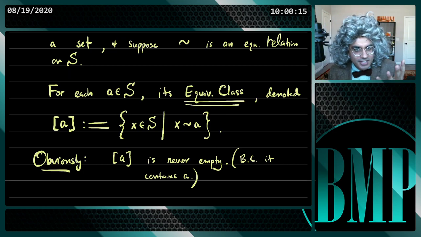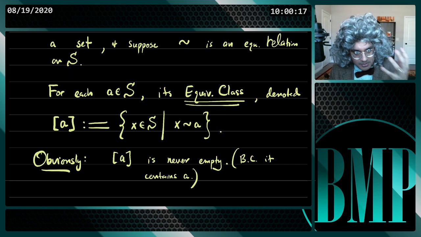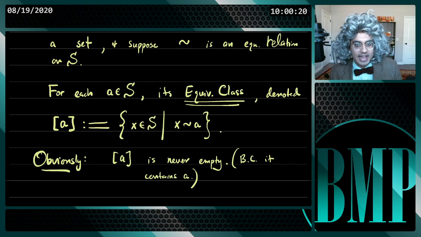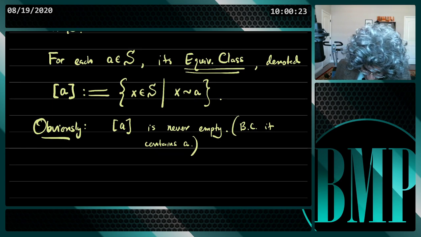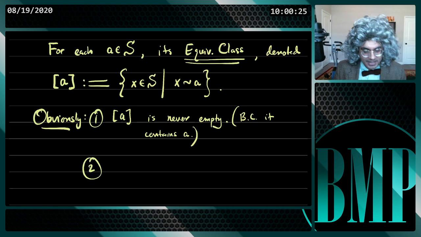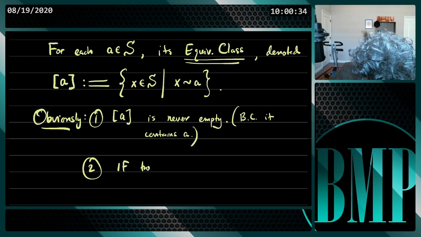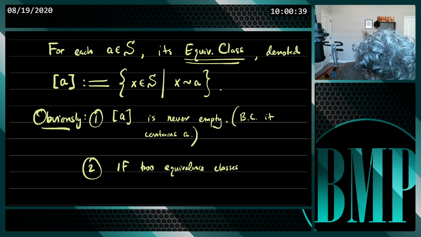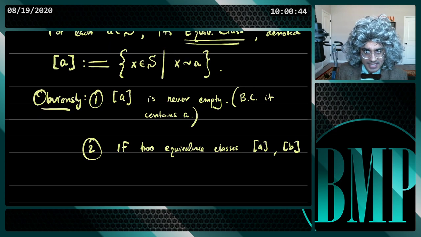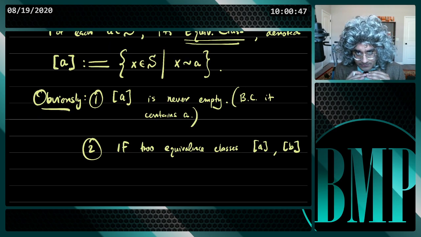So the equivalence class is a set, it's a subset of S, and it's never an empty subset. Great. So that's the first thing to notice. The second thing, which might not be as obvious but is pretty obvious, is that if two equivalence classes, A and B, intersect, then they're the same. They can't partially intersect.